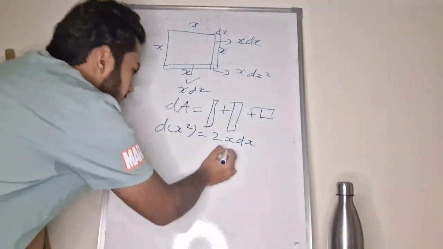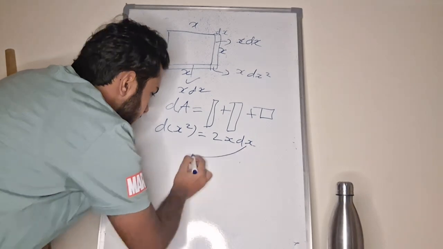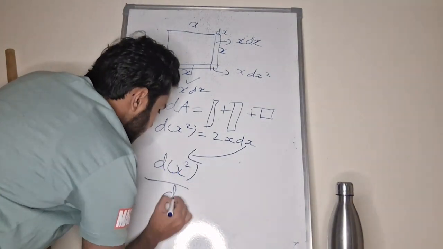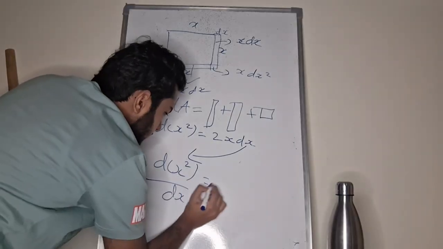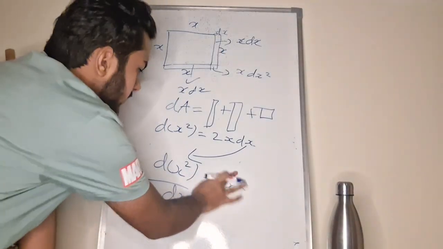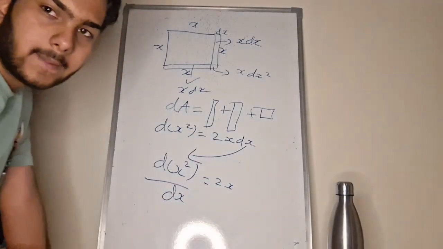And then we just shift this here. Basic algebra, d(x square) divided by dx equals 2x. That's why the derivative of x square is 2x. So this is the proof.